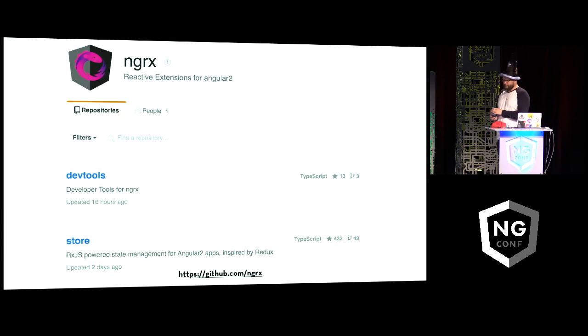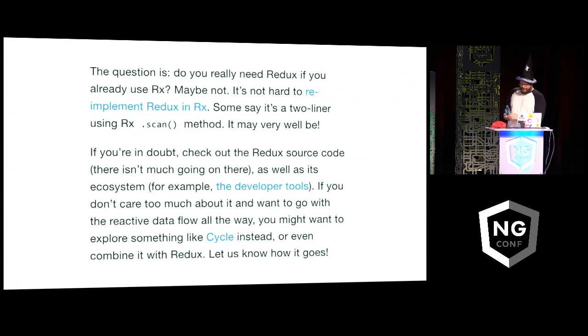So NgRx, really, really cool stuff. Rob Wormald has done some really cool stuff there with Angular and so forth. How many people have heard of Redux? Good number of people. Okay, what if I told you it's only one line of code in Rx? Scan. Yep, there it is, right there. Some say it's a two-liner using scan. It very well may be, and it is.